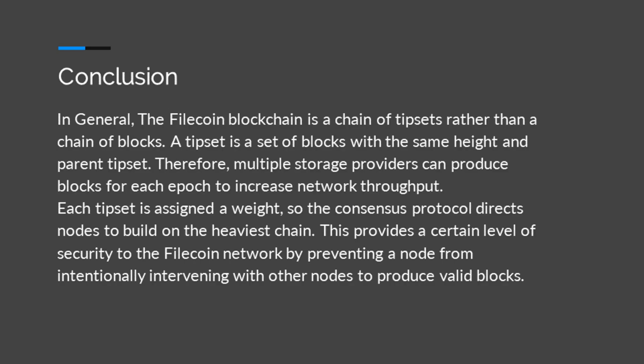In general, the Filecoin blockchain is a chain of tipsets rather than a chain of blocks. A tipset is a set of blocks with the same height and parent tipset. Therefore, multiple storage providers can produce blocks for each epoch to increase network throughput. Each tipset is assigned a weight, so the consensus protocol directs nodes to build on the heaviest chain. This provides a certain level of security to the Filecoin network by preventing a node from intentionally interfering with other nodes producing valid blocks.